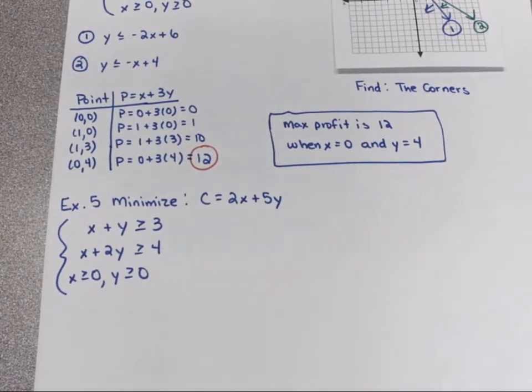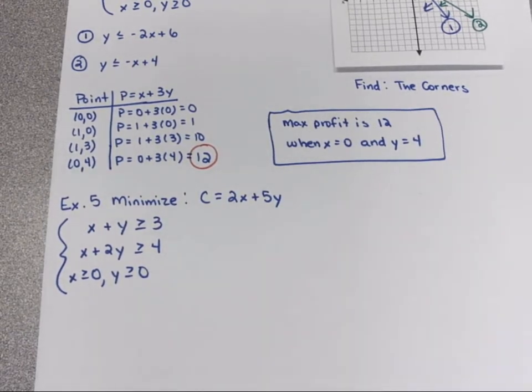Is minimum always going to be cost and maximum always going to be profit or not? Yeah, you always want to maximize profit and minimize cost. So yes, to answer your question, that is true.